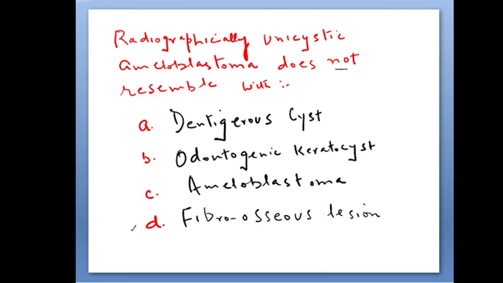This is another multiple choice question. Radiographically, unicystic ameloblastomas do not resemble which of these? They resemble dentigerous cyst, they resemble odontogenic keratocyst, they resemble ameloblastoma. These are again three differential diagnoses of unicystic ameloblastoma. But fibro-osseous lesions show a mixed radiolucent radio-opaque appearance. So this is the wrong option. So they don't resemble fibro-osseous lesion. Option number D is the correct option.